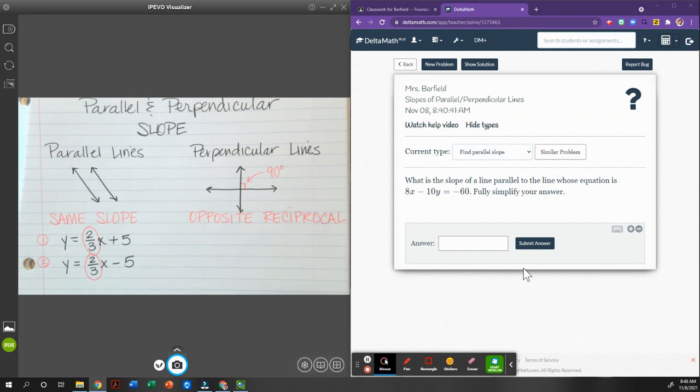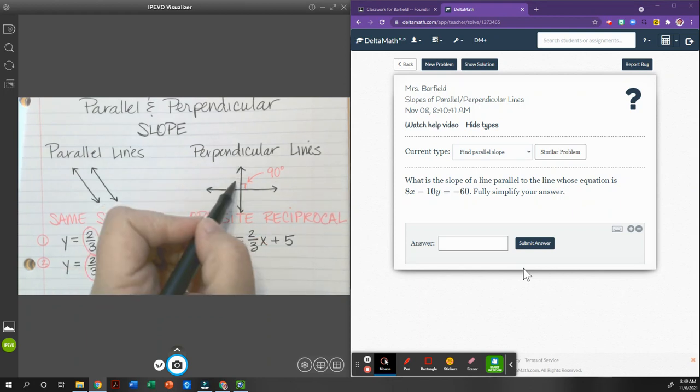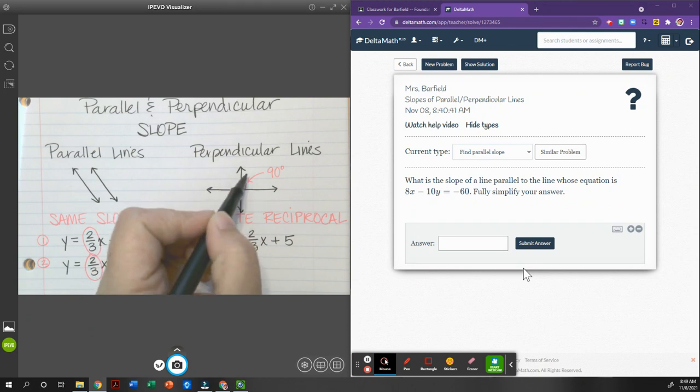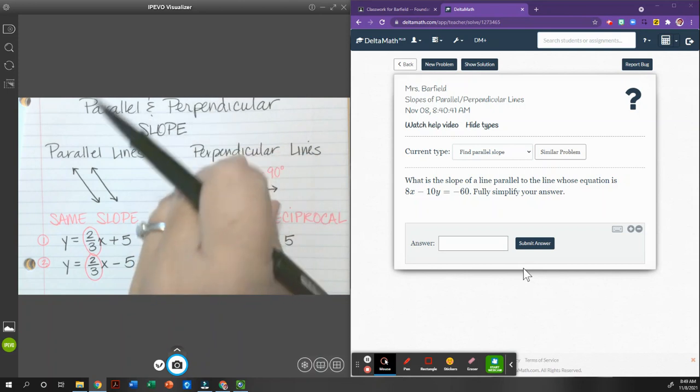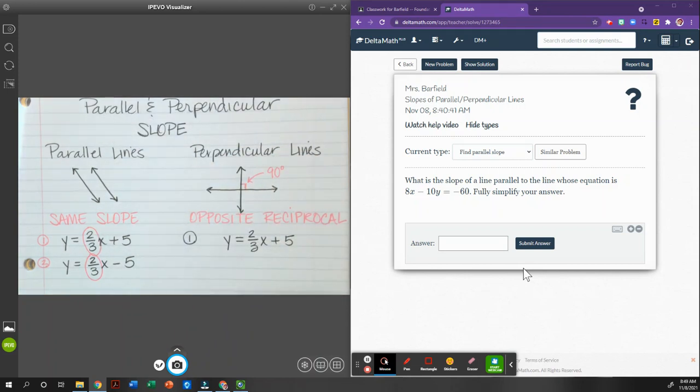So if I were to take, let's just take this line as an example, if I were to put this in line 1 of Desmos, y equals 2/3 x plus 5, how would I know if the next line was perpendicular to this line? Meaning I create this 90-degree angle when I draw the two lines, and that picture could be turned in any direction. So it's really easy.